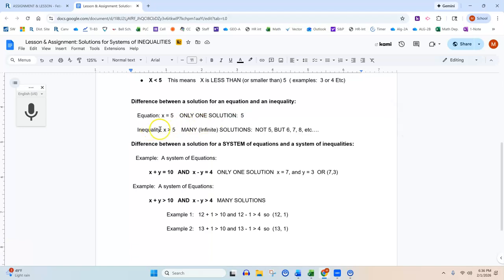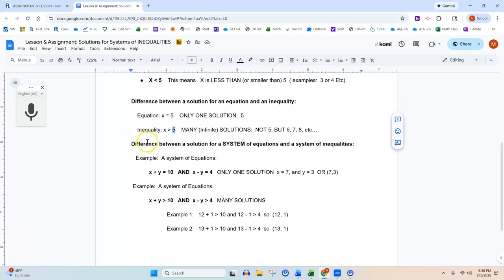But if I say that x is greater than 5, then there's many solutions, right? 5 is not a solution, no, but 6 is greater than 5, yes. 7 is greater than 5, yes. 8 is greater than 5, yes. So basically, anything bigger than 5 is going to be a solution. So that's the difference between an inequality and an equation.